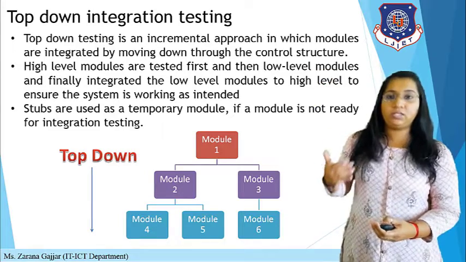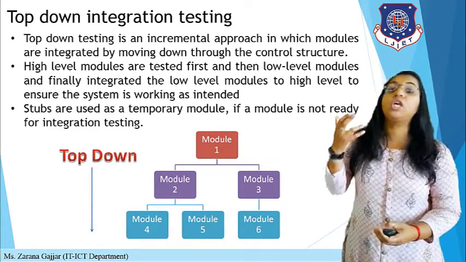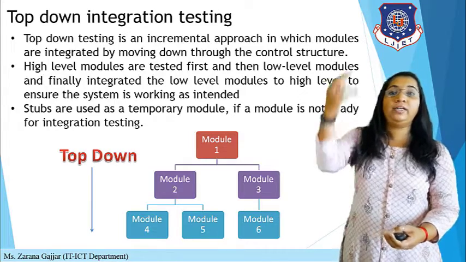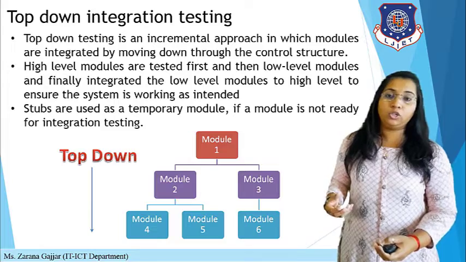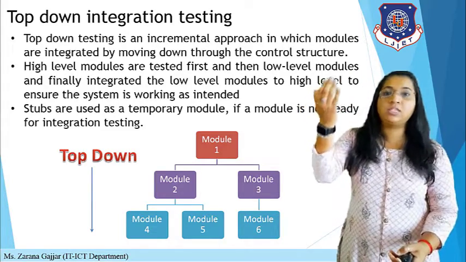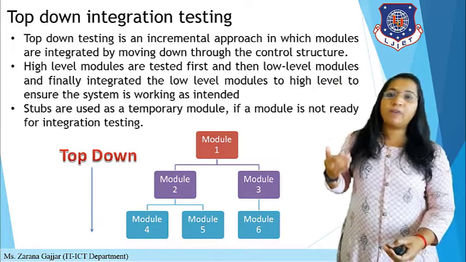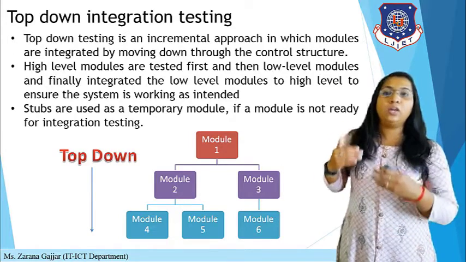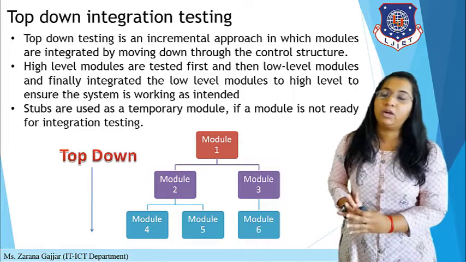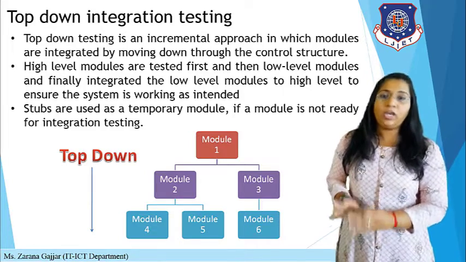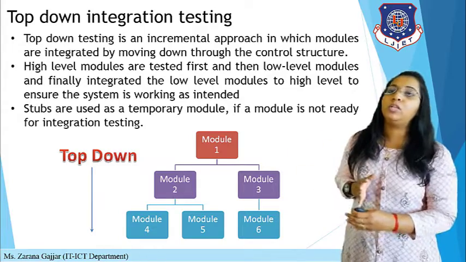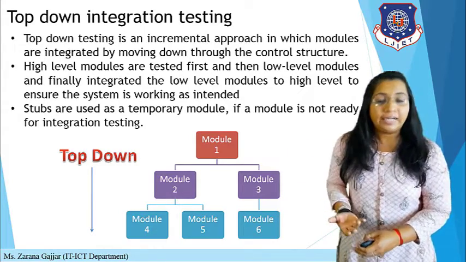Top-down testing is an incremental approach in which modules are integrated by moving down through the control structure. High level modules are tested first, and then low level modules are integrated into the high level ones, to ensure the system is working as intended. Stubs are used as temporary modules if a module is not ready for integration testing.